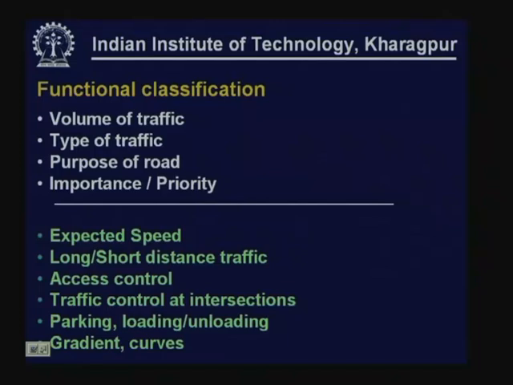Once we are convinced about the need for functional classification, the next issue is how to classify the road. We may classify it into say n categories of road, but then what are the elements that should vary from one type of road to another type of road. Here are some of the points. We can define the expected speed for different types of roads. What is the expected speed that we are targeting? Whether the road is predominantly to cater to the demand for long distance traffic or short distance traffic that we are targeting?